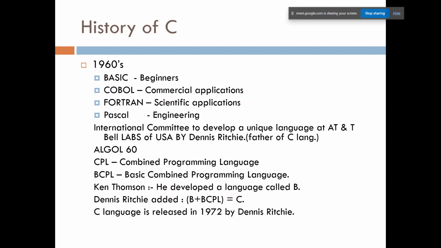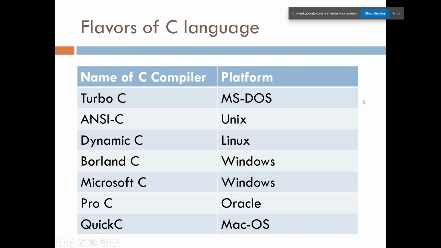Okay. Last session we discussed the history of C. Now we are talking about something called flavors of C language. So, what are the different flavors of C? When you talk about a C language compiler, there are different names, and what is the respective platform? On MS DOS, the C compiler name is Turbo C.